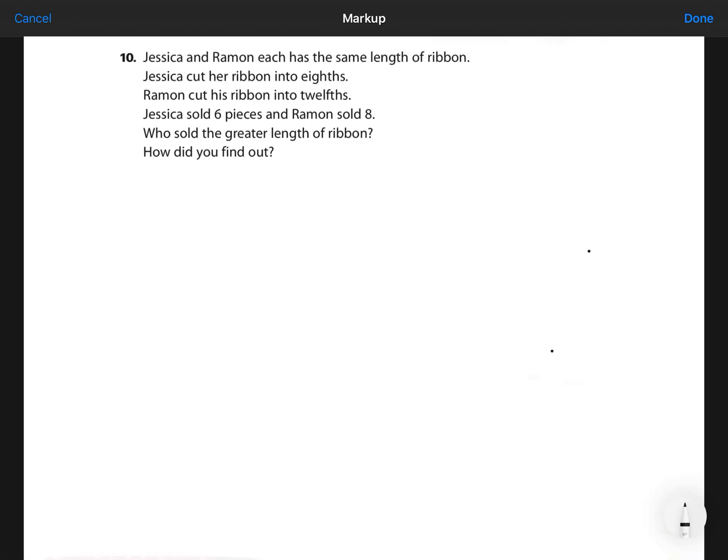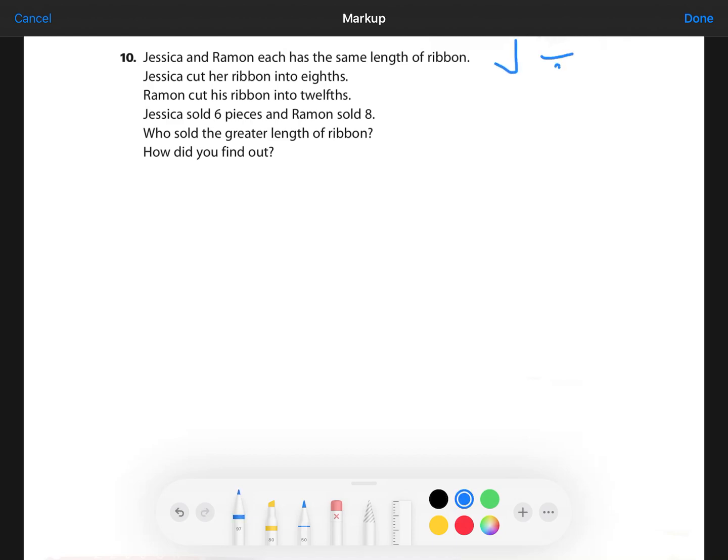Okay, we are back to answer question 10 in another way. The first video we showed how to solve it using number lines. Now we're going to solve it using equivalent fractions and maybe also a circle graph. Okay, so just to review, Jessica cut her ribbon into eighths, and Ramon cut his ribbon into twelfths, and their ribbons were the same size.